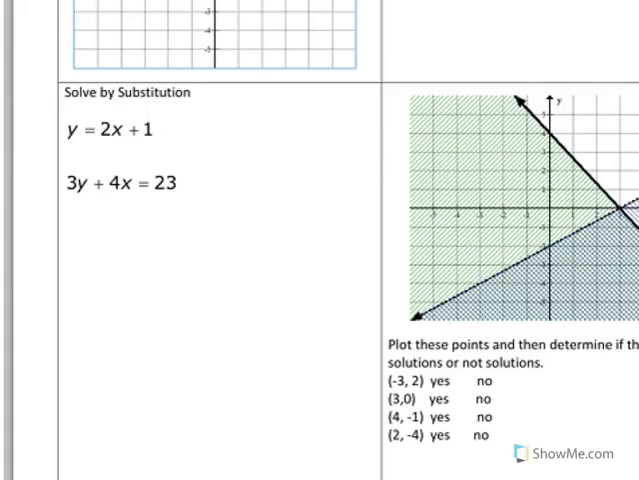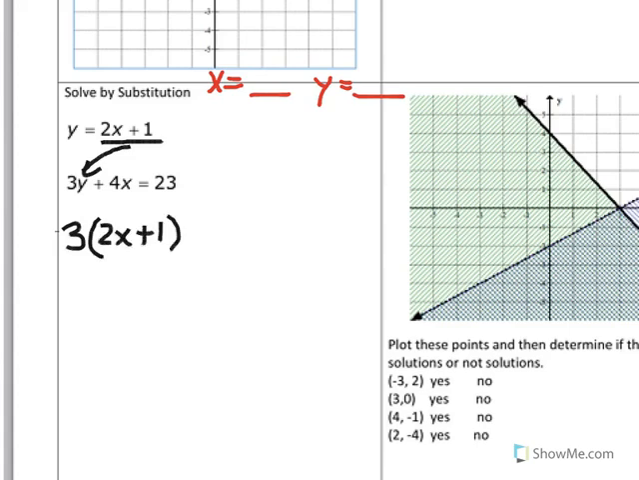Okay, so it says to solve by substitution. Now, in order to solve by substitution, one of your equations either has to say x equals something or y equals something. And in this case, we're in good shape because this one already is y equals. So since that's the case, and we know that y equals 2x plus 1, I'm going to take 2x plus 1 and plug it into the y in the other equation. So I'm going to say 3, and instead of y, I'm going to put 2x plus 1 because that's what y equals. Now I'm just putting the remainder of the equation on my paper.